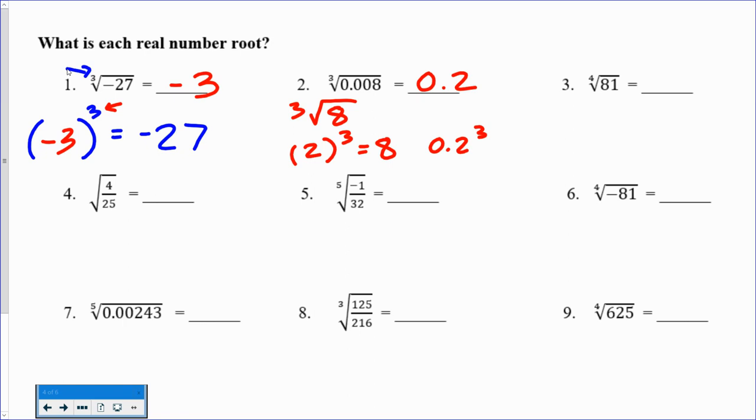Okay, the fourth root of 81 means I'm looking for what number raised to the fourth power would give me 81. Try some things out. It's a little bit of guessing and checking, but it really should not take you long. 2 to the fourth power is 16. 3 to the fourth power is 81. I'm done. If you tried something like 5 to the fourth power, you'd realize it got big too fast. So it shouldn't take you long to come up with these.